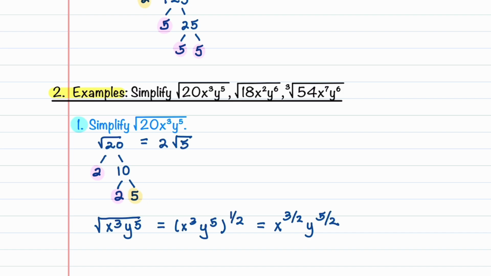Now what we're going to do is we're going to think of 3/2 as 1 plus 1/2. That will help us simplify it. And then we're going to think of 5/2 as 2 plus 1/2.